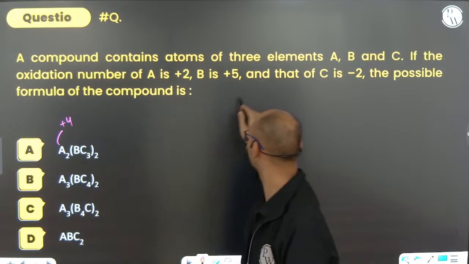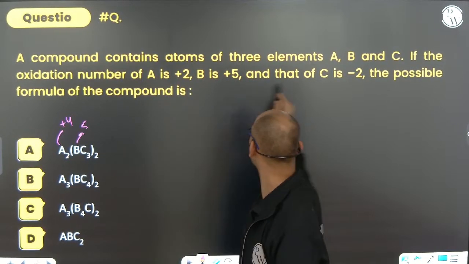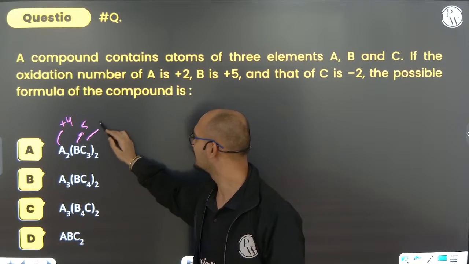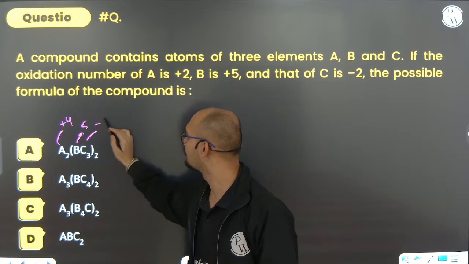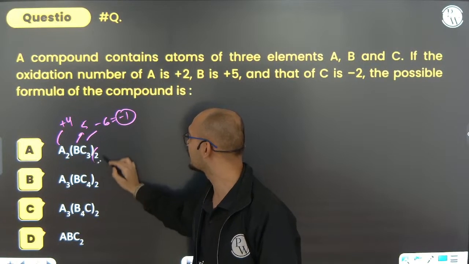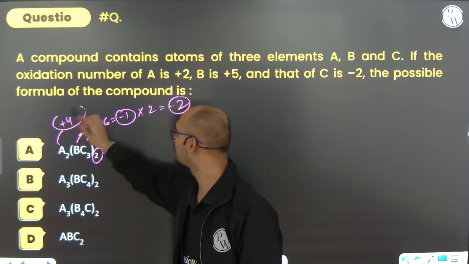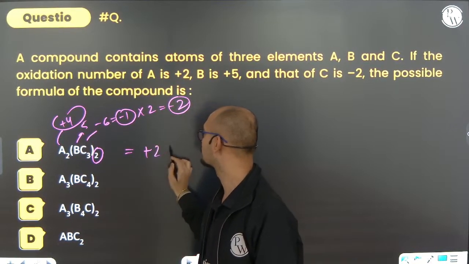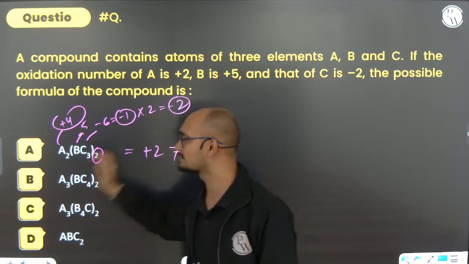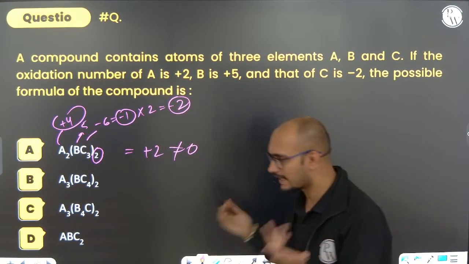How much is B? B has +5. C has -2, so 3 into -2 is -6. 5 minus 6 is -1. And how many of the BC3 part are there? 2, so it is -2. So +4 -2 overall comes out to be +2. It is not equal to 0, so it is not the correct one. Wherever it adds up completely to 0, that will be the correct option.